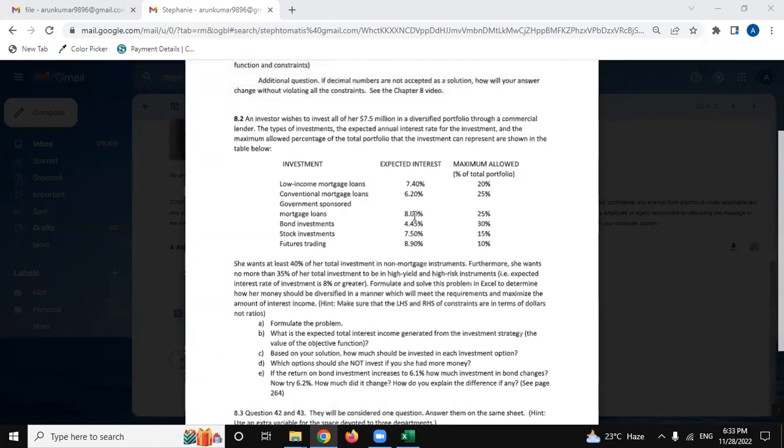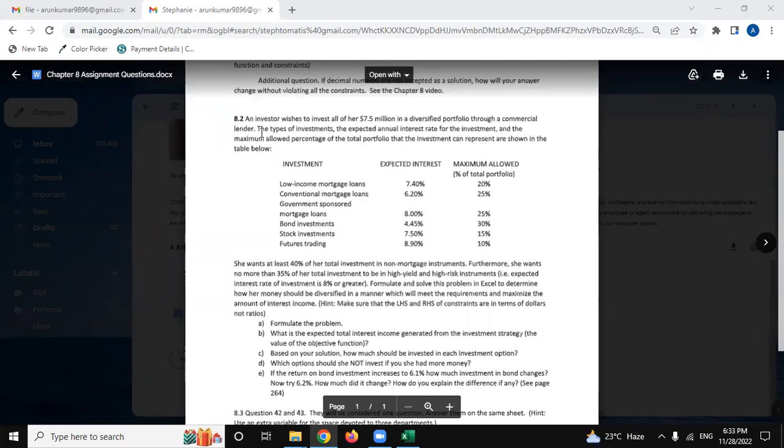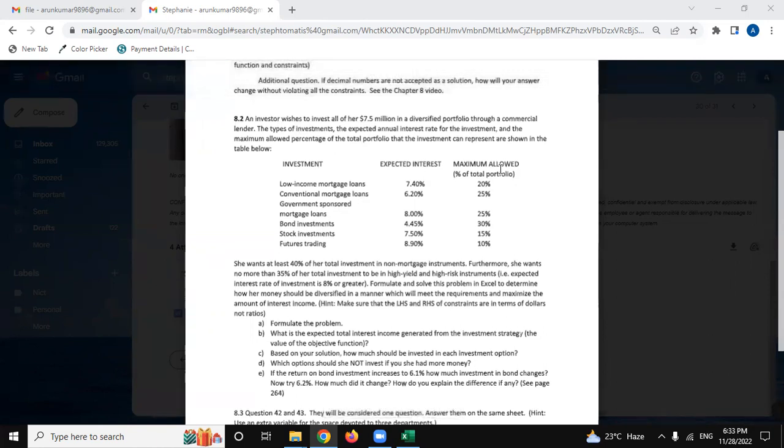So today in this video, we are providing the solution of this question. An investor wishes to invest all of her 7.5 million in a diversified portfolio through a commercial lender. So they have provided a tabular format using different variables, expected interest, and maximum allowed. So we have provided this solution using Excel Solver.